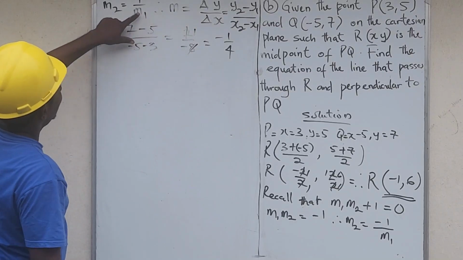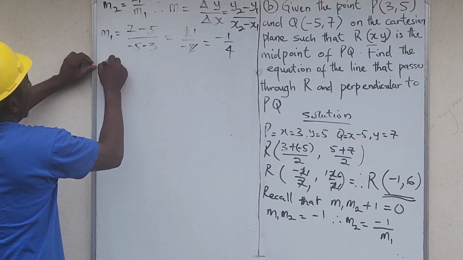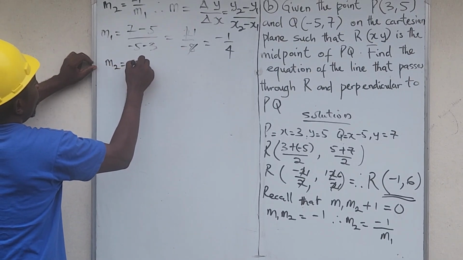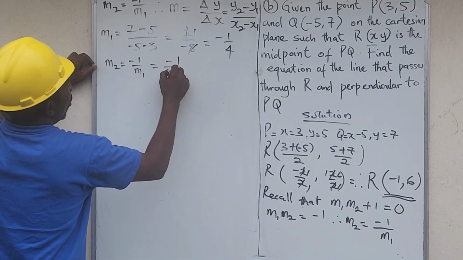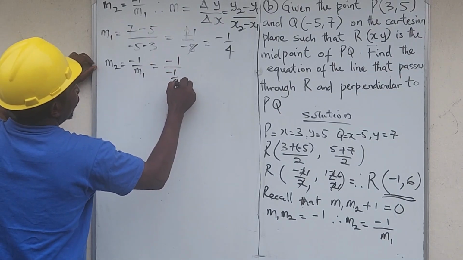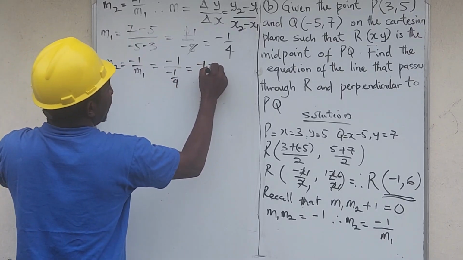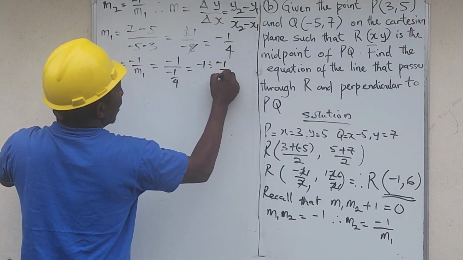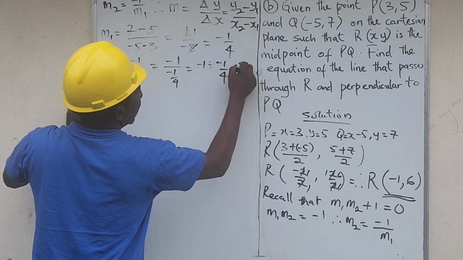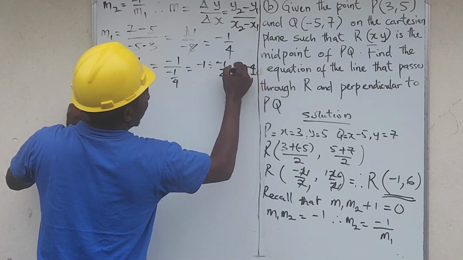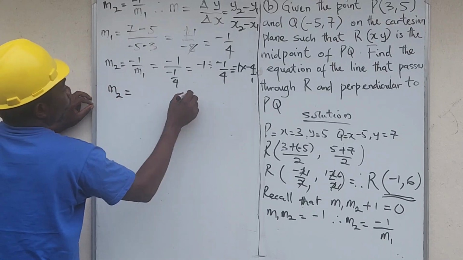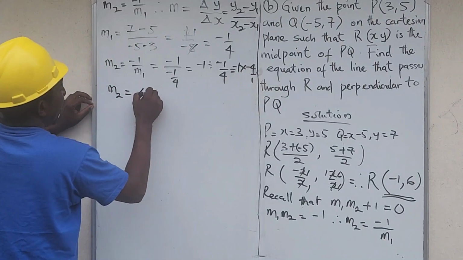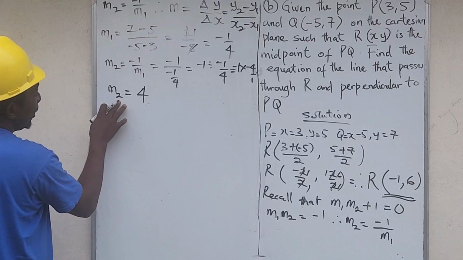We substitute -1 over 4 into where we have m2 equals -1 all over m1. So this equals -1 all over -1 over 4. This is the same thing as -1 divided by -1 over 4, which is the same as -1 times 4 over -1. So minus and minus, we have m2 equals 4.